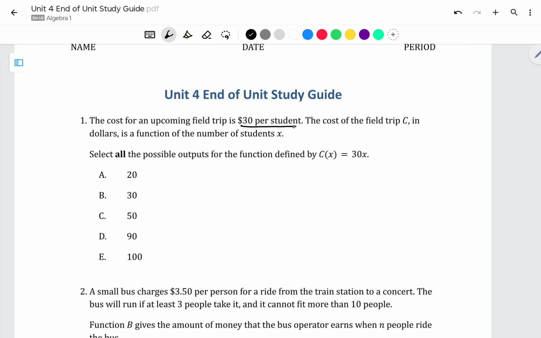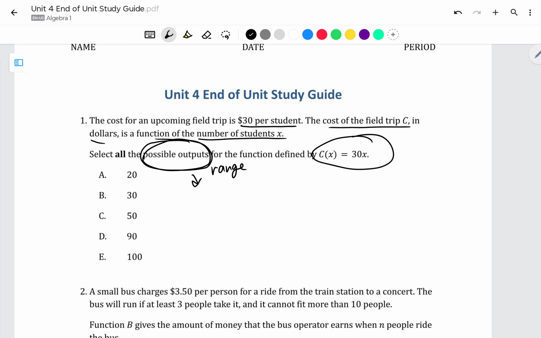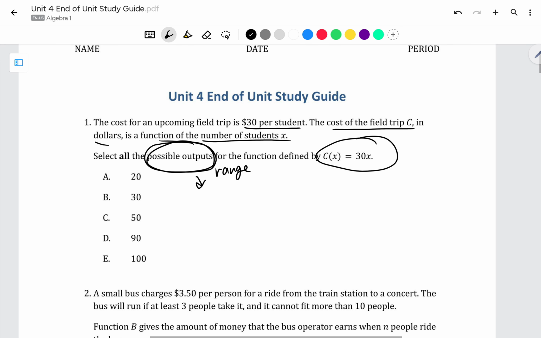Field trip is $30 per student. Cost of the field trip in dollars is a function of the number of students. Select all the possible outputs. What does that mean? That is the range, possible outputs for the function defined by C of x is equal to 30x. So when we look at this situation, we know the cost of the field trip is the output, and we know the number of students is the input.